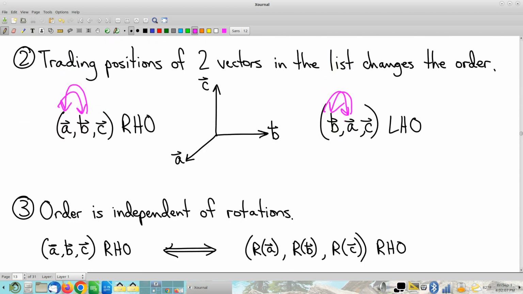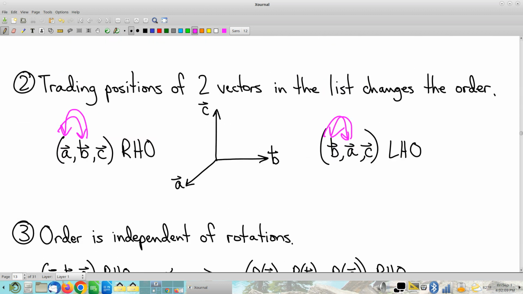Can I ask something on the second one? You said that trading positions of two vectors changes the order. It doesn't matter which two vectors it is, right? Correct. This was not a proof. This is a for example, not a proof. But you can switch any two, just trading the positions of any two, and yeah, that's right. So then if three of them switch, would it be like you do two swaps? Yes, that's true. Yeah, and that's actually going to get me to the next thing, but you're right. Let me just get to the next thing.